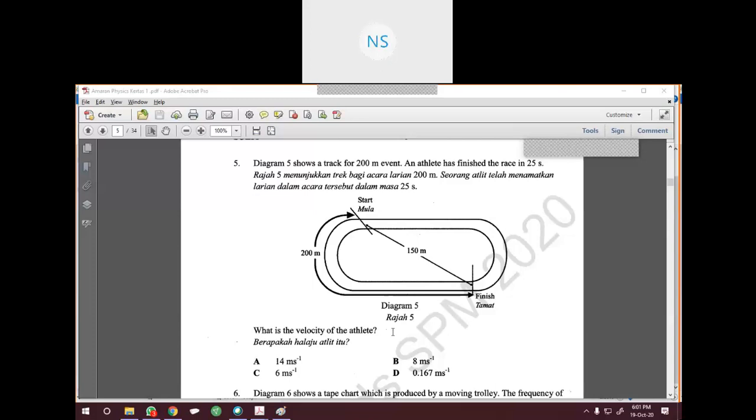150 divided by 25. So what's the answer you guys get? Get 6, sir. Six. Okay, good job. Answer is 6.